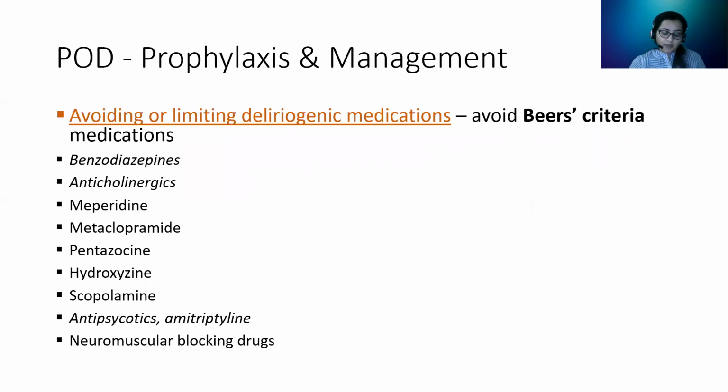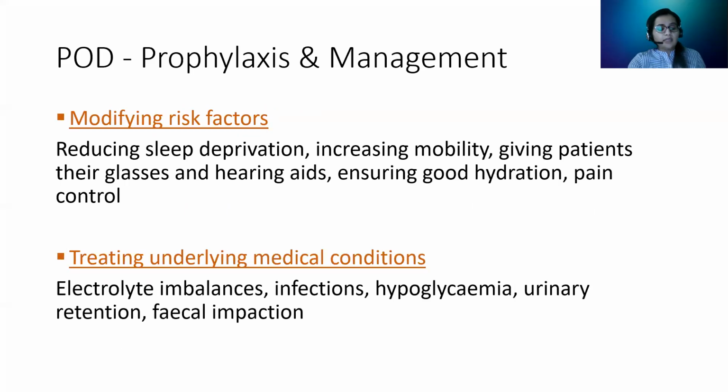Postoperative delirium can be prevented by avoiding or limiting deliriogenic medications. Ideally, we should avoid all medications listed in the Beers criteria, especially benzodiazepines, anticholinergics, and antipsychotics. It can also be prevented or treated by modifying risk factors, like reducing sleep deprivation, increasing mobility, giving patients their glasses and hearing aids, ensuring good hydration and good pain control.